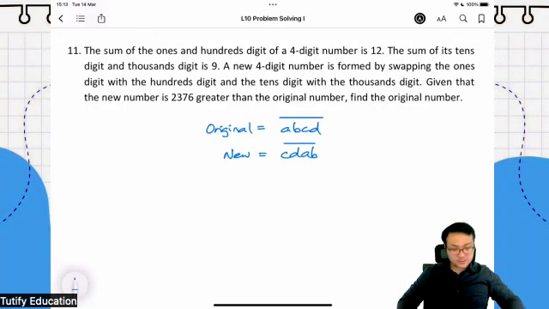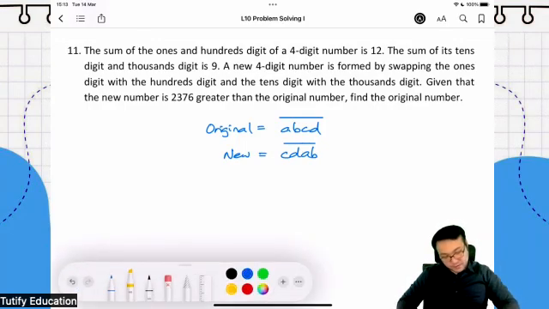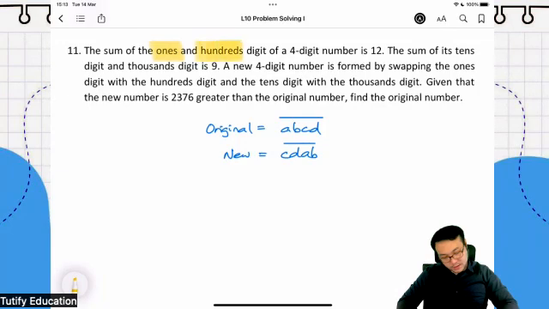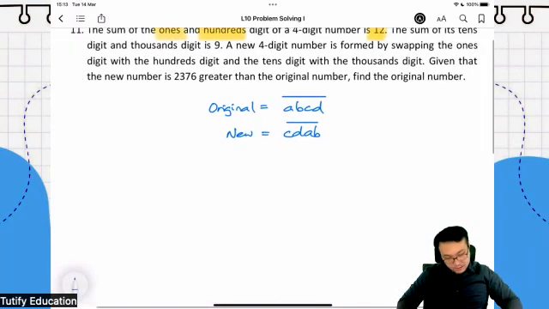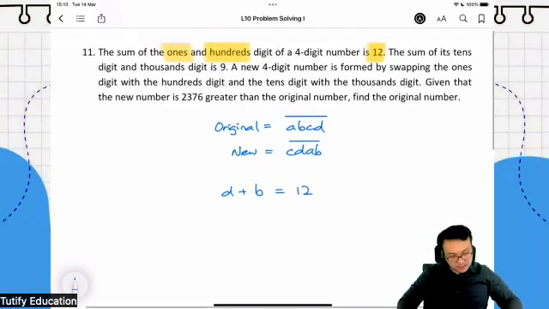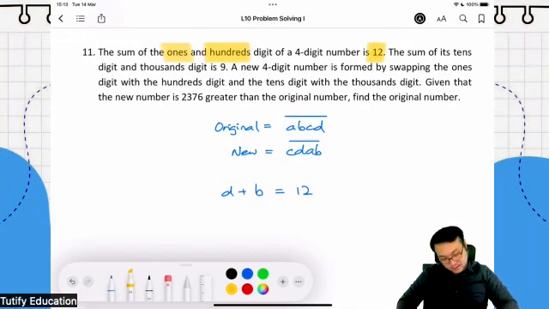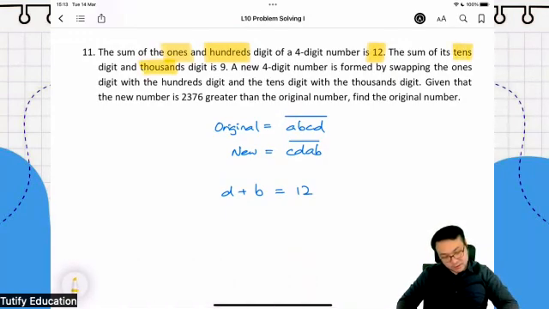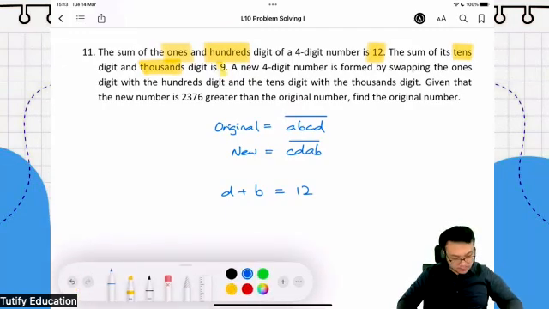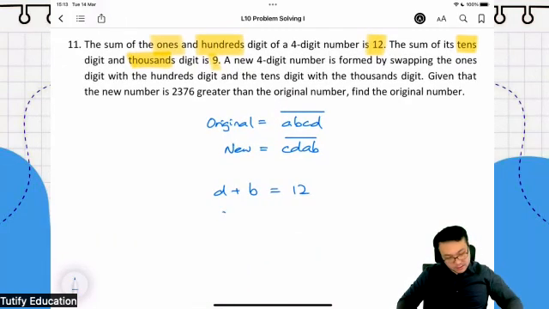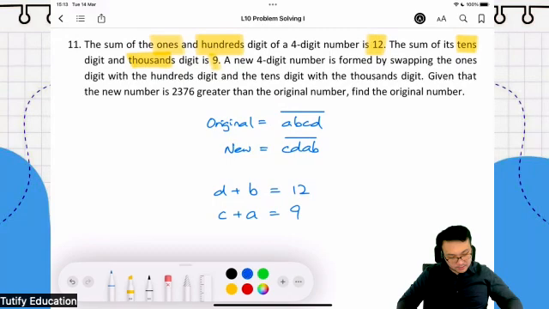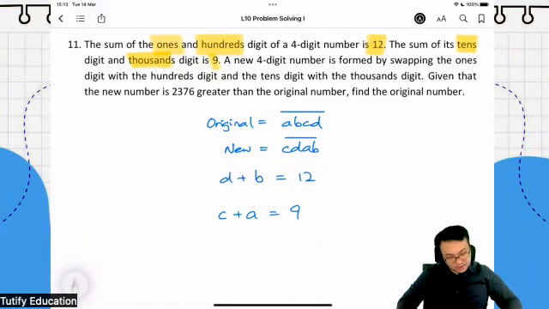The question says that the sum of the ones digit and the hundreds digit is 12. This is the ones digit. This is the hundreds digit. What else did they say? They said that the sum of the tens and the thousands is 9. So look at the tens digit and the thousands digit: 9. Let's just make some space.